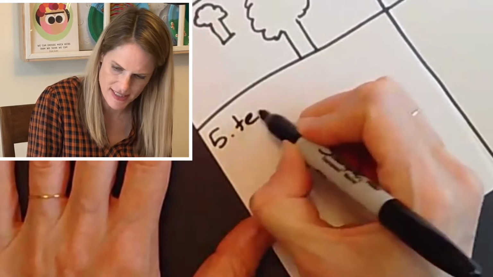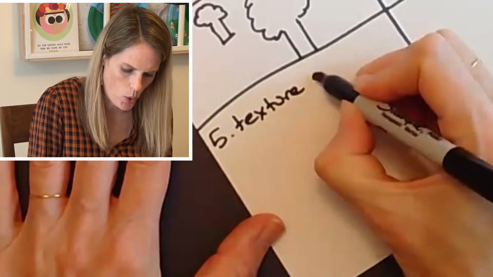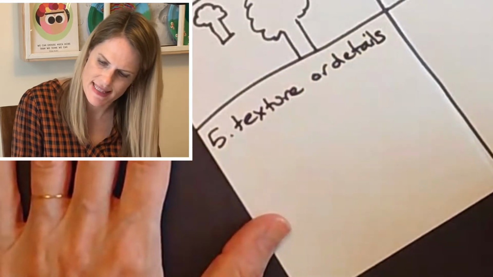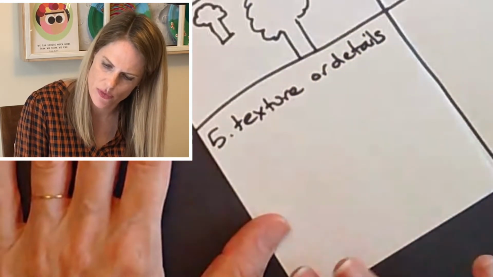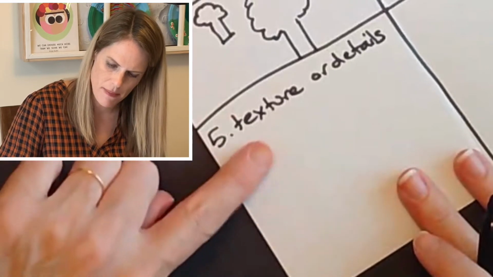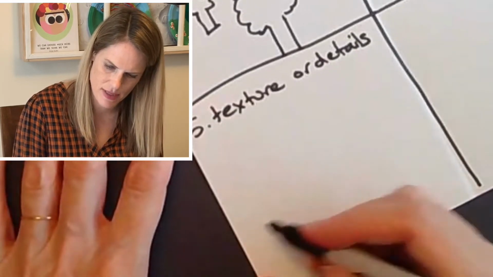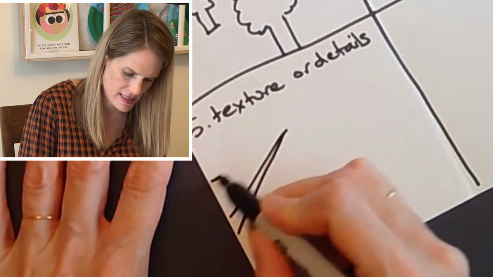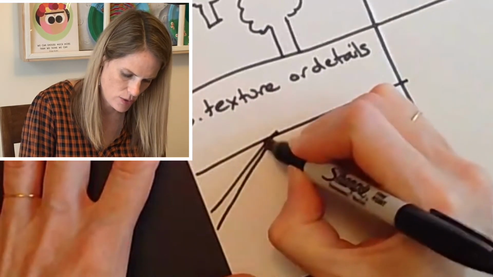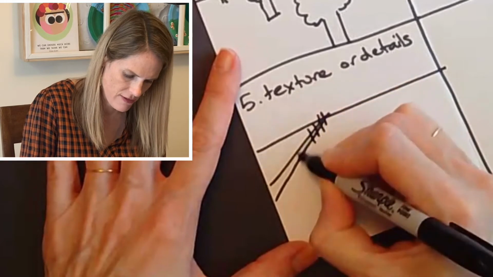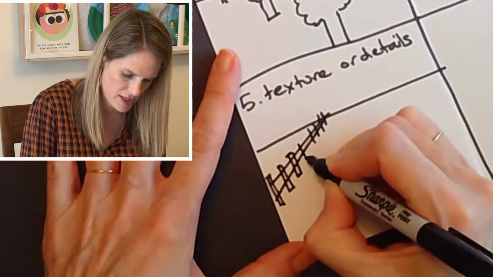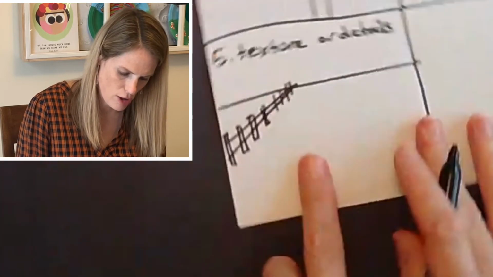Number 5 is called texture or details. This one says that grass or stones are clear and recognizable in the foreground, but they could be fuzzy in the distance. So that's just going back to this one where maybe there's a fence going back to a horizon line. So let's pretend that we have a fence. Again, those fence posts are big and clear here and getting smaller as they go back.